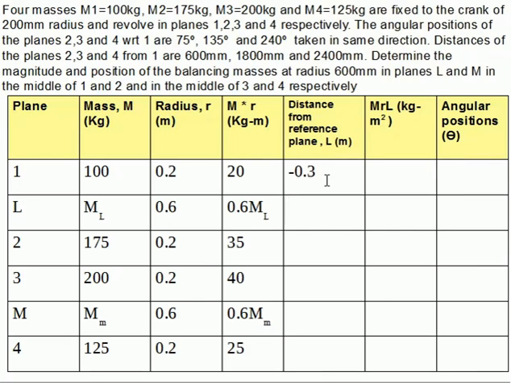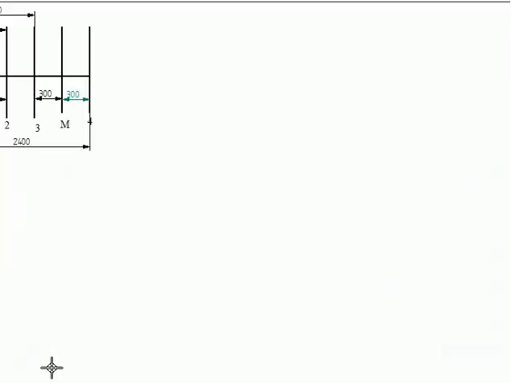Distance from L to L will be 0. Distance from L to 2 it is plus 0.3 because I am measuring towards the right side. L to plane 3 it is 1.5 meter. L to plane M you will get 1.8 meter and L to the last plane you will get 2.1 meter. So these dimensions I am writing based on this diagram. By referring to this diagram, I can write the horizontal distance between each plane.